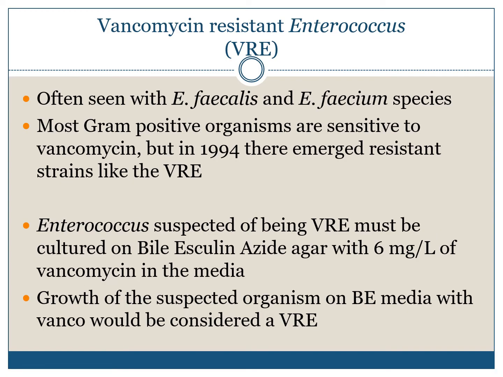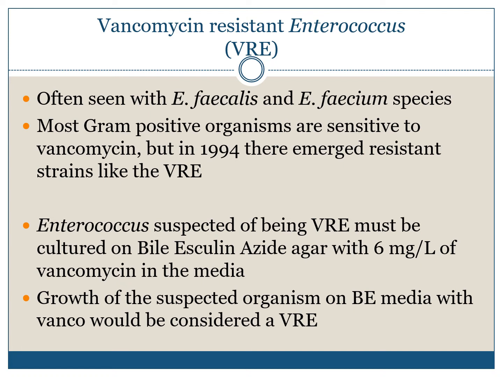Just like our Staphylococcus, we're starting to see resistance in our Streptococcus as well, and that brings us to vanco-resistant Enterococcus, also known as VRE. Most gram-positive organisms are sensitive to vancomycin, but we're starting to see some resistance in Staphylococcus aureus and also Enterococcus. So right now I'm going to talk about VRE, the vancomycin-resistant Enterococcus. A lot of times the Enterococcus faecalis and Enterococcus faecium species are the ones that are vanco-resistant.